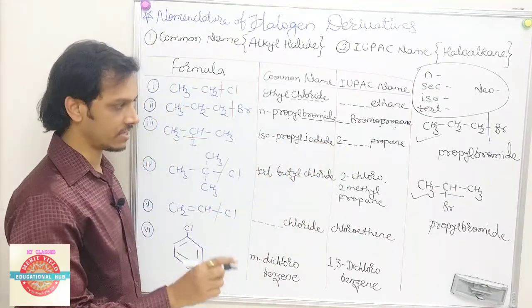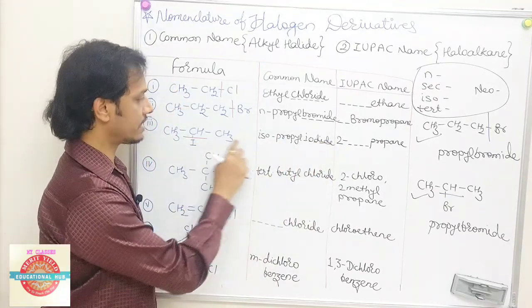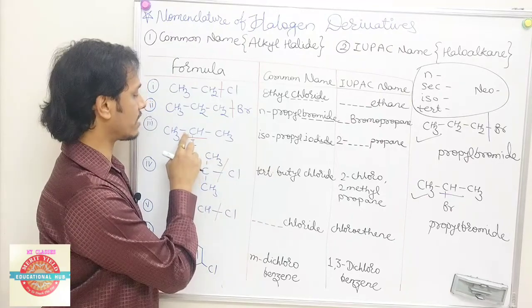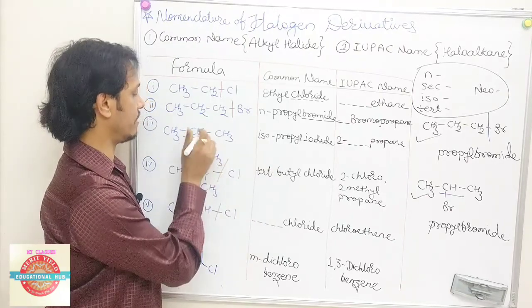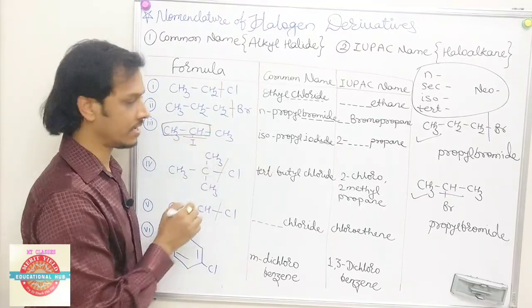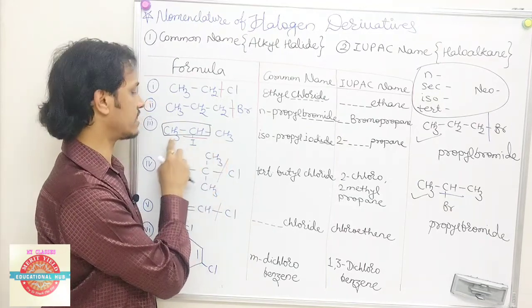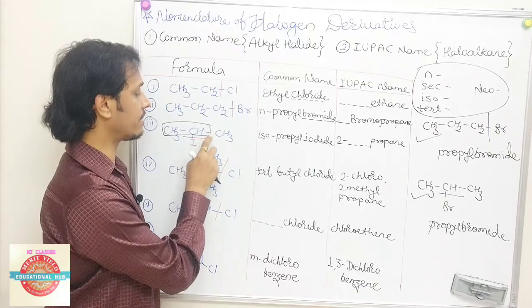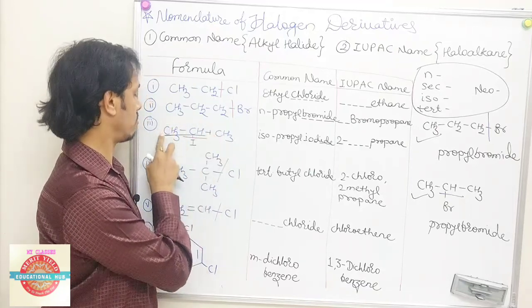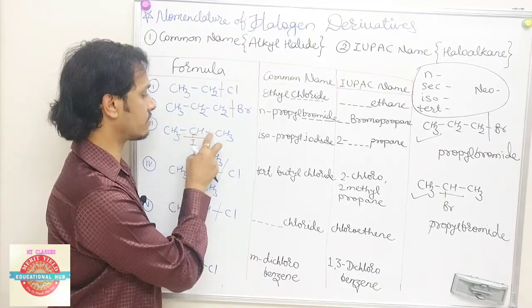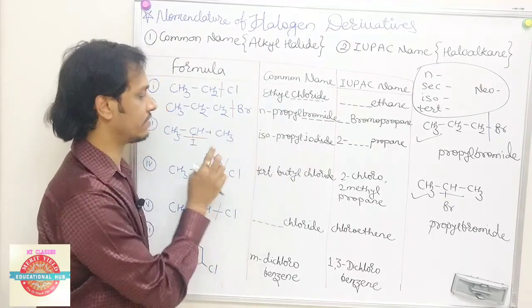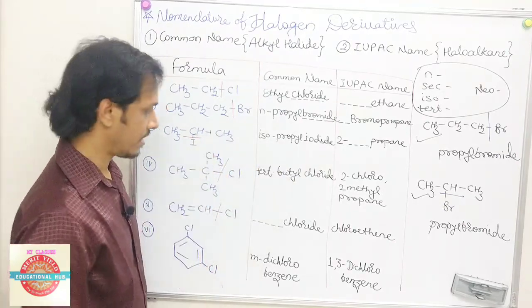So the whole name we'll see here. It is iso. Why iso? Because on this carbon atom we are having only one. If you consider this as a straight chain, then it is the only one carbon atom present here, one methyl group is there. So CH3, CH3, that is nothing but iso. 3 carbons, that's why propyl, and iodine, that's why iodide. That's the name.